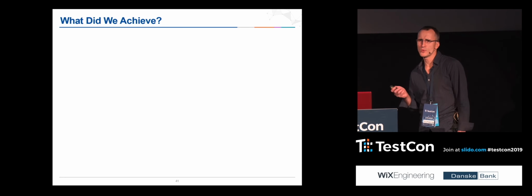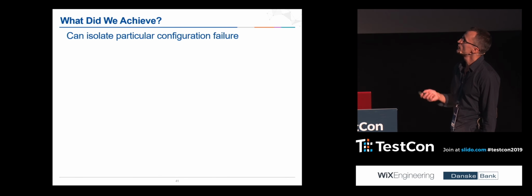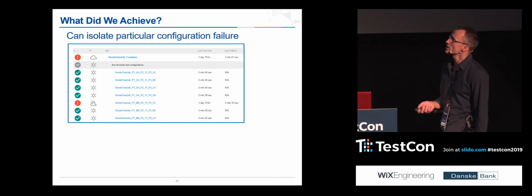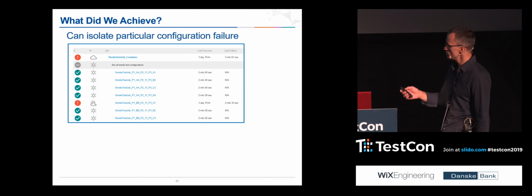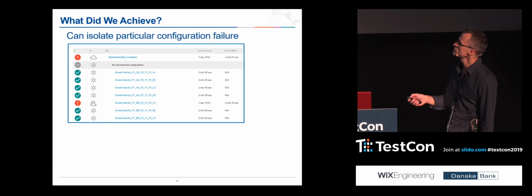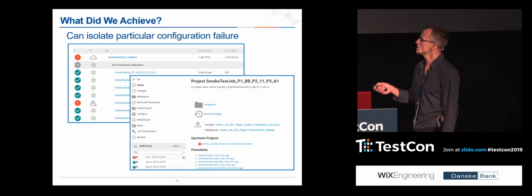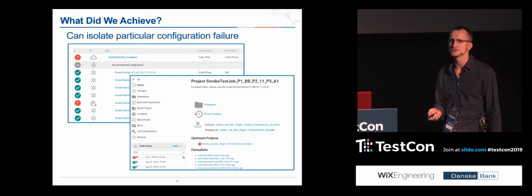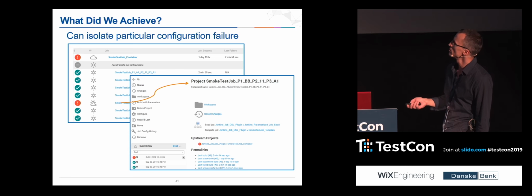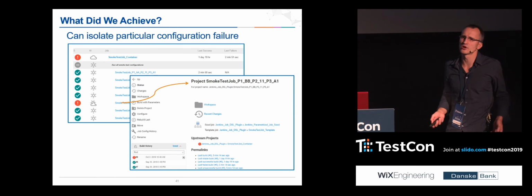So what did we achieve by using Jenkins Job DSL? First, we can isolate a particular configuration failure. Now every job is separated from other jobs. So if, after your tests are executed, you navigate to this failure, you can see, okay, this is the configuration that failed. This is the history of this configuration's execution. And basically all the logs in this job belong to this particular configuration.